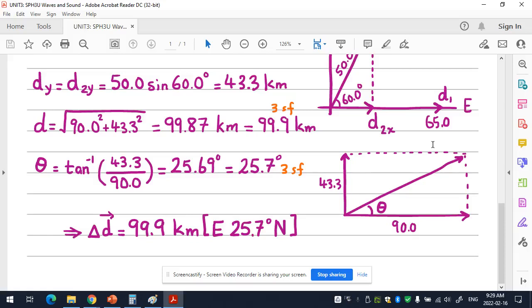Why am I using tan? Because I already have my adjacent and I already have my opposite. I don't want to use my hypotenuse. I want to use the last two I got. Is that the same angle we got yesterday? Yes. Same answer.